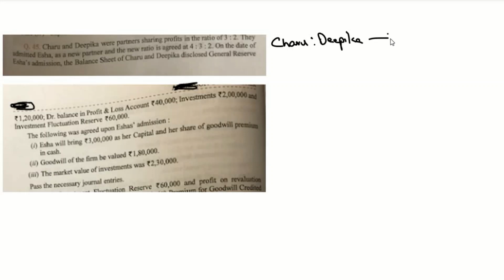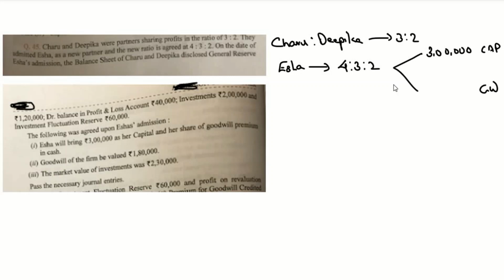Okay, so here we have two partners, Charu and Deepika. The profit sharing ratio is 3:2. They admitted Isha as a new partner. After admission, the new profit sharing ratio became 4:3:2. And Isha is also supposed to bring a capital of 3 lakh and her share of goodwill. Her share of goodwill is not mentioned in the question, so we have to calculate her share of goodwill.